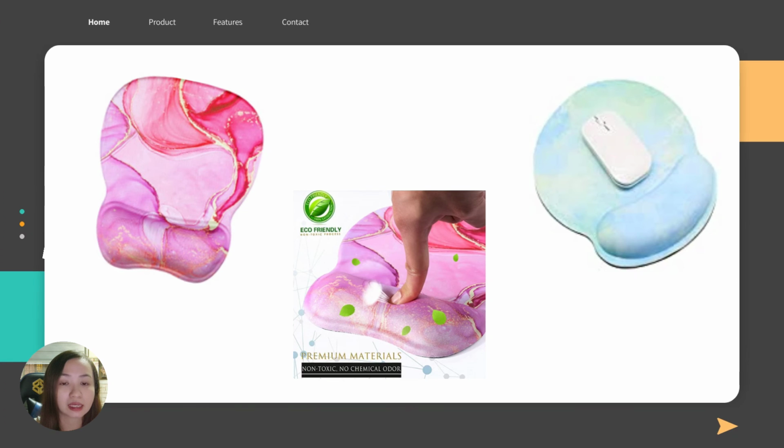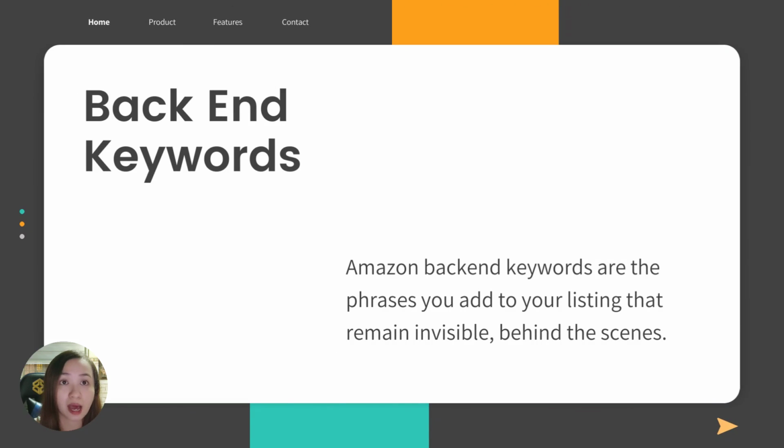Let's talk about back-end keywords. What exactly are back-end keywords? The terms you add to your listings that stay unnoticed are known as back-end keywords. When you log into Seller Central, you put them in a separate section that only you can see. They don't appear on the listing, but they do count towards your product indexing.